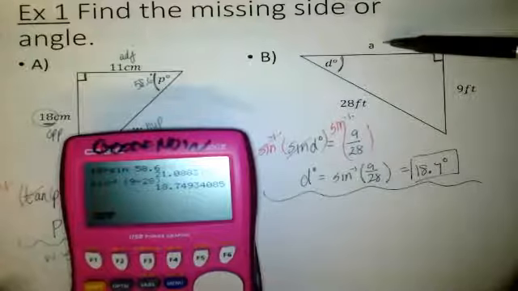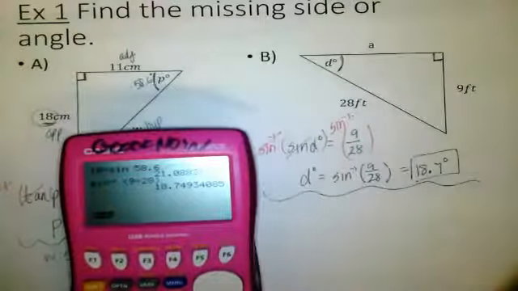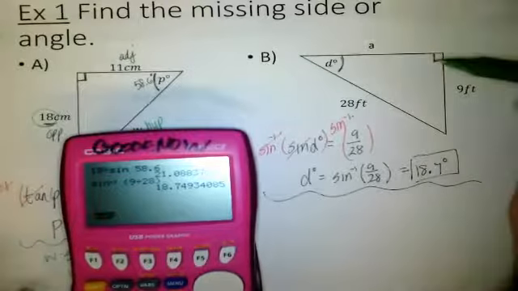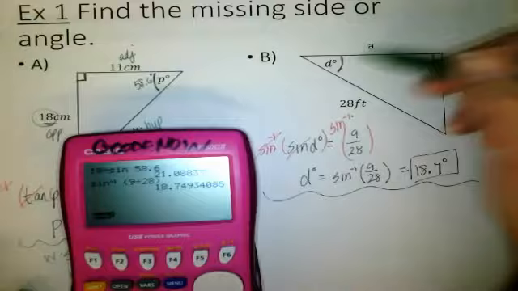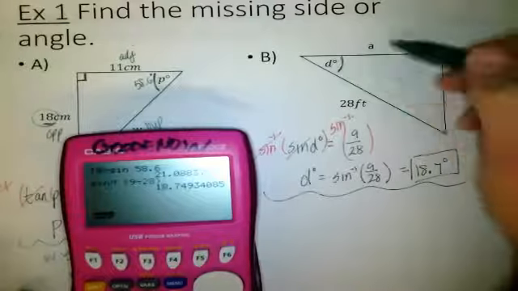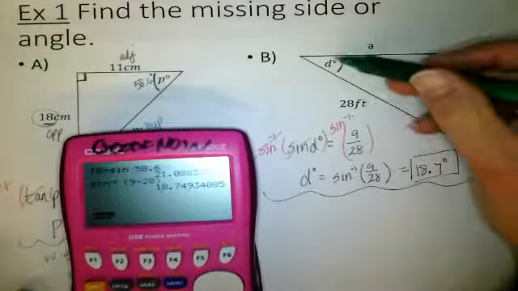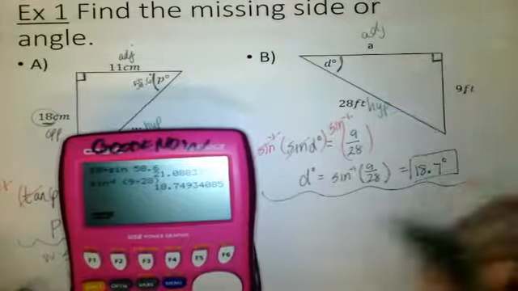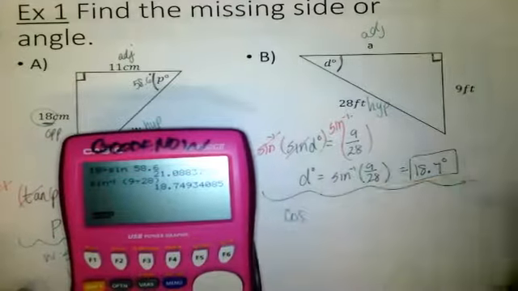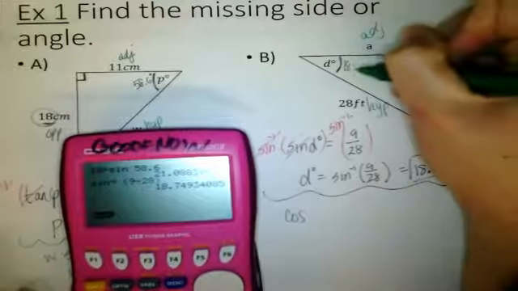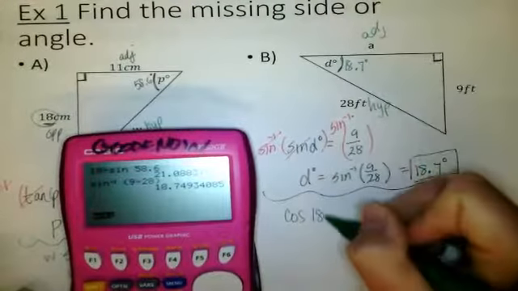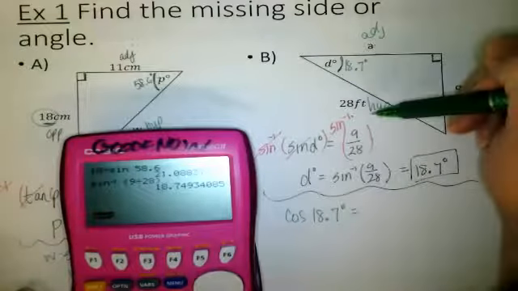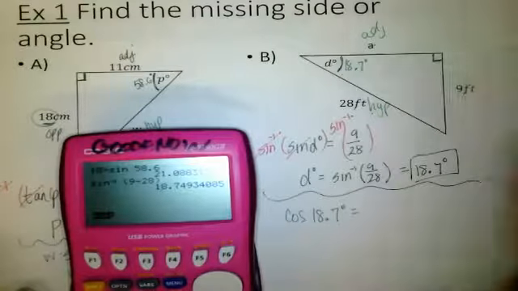And how do you want to get A? Tangent. Tangent? Okay. Tangent would work. You know what? I'm going to do cosine. Adjacent over hypotenuse. I'm going to use cosine. So cosine of my 18.7 degree angle, cosine of that angle would be adjacent over hypotenuse, so A over 28.